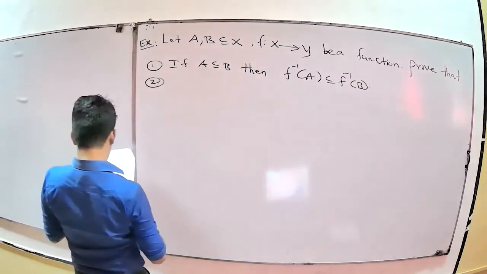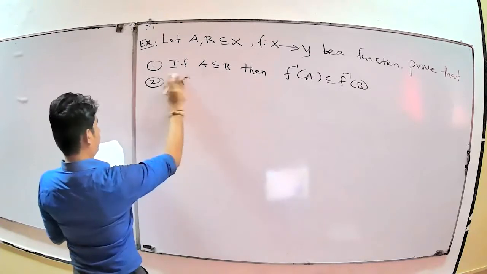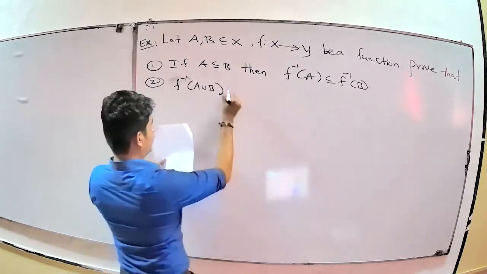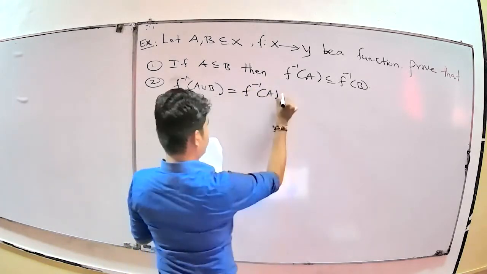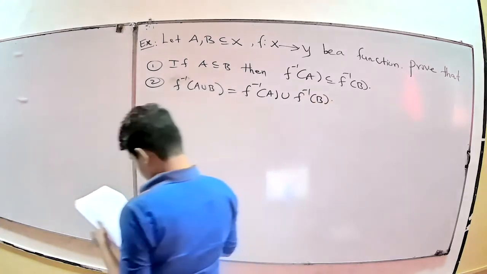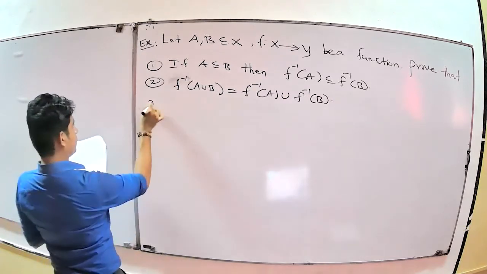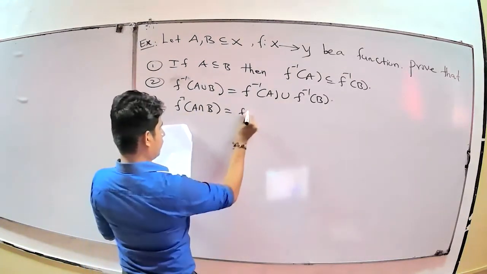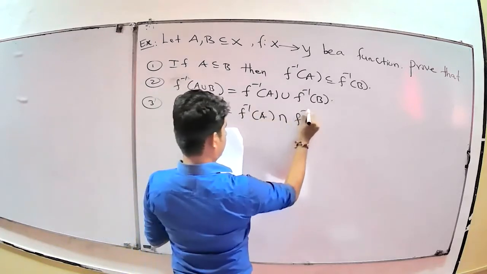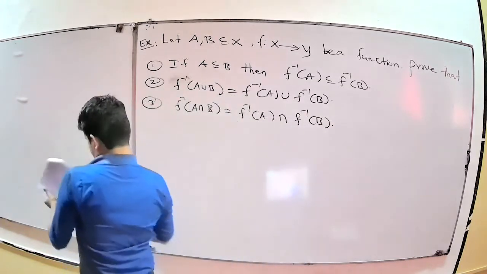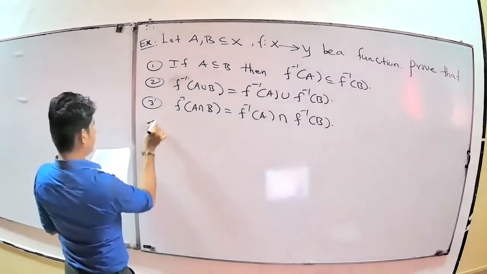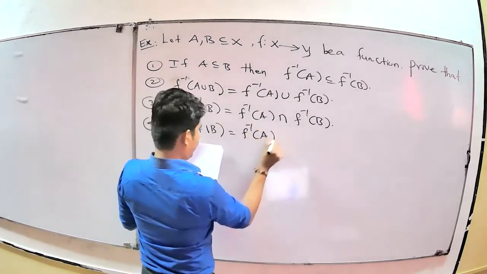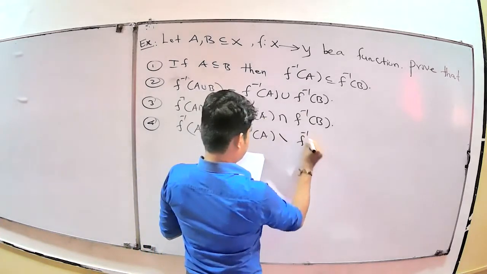Second part, then what we want to prove is that f inverse of A union B equals f inverse A union f inverse B. Third part, we want to show that f inverse of A intersection B equals f inverse A intersection f inverse B. Fourth part, f inverse of A minus B equals f inverse A minus f inverse B.